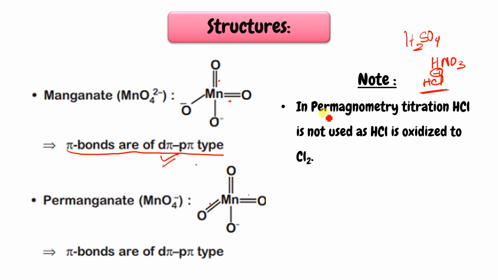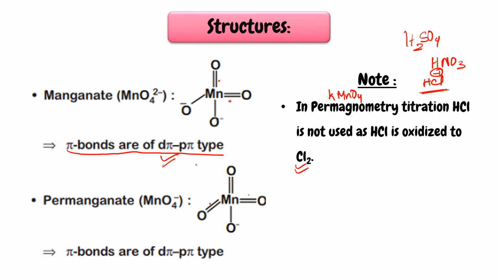So what will happen? This KMnO4, potassium permanganate, will act as an oxidizing agent and will oxidize the HCl into Cl2. So it had to oxidize something else, but it will oxidize the HCl instead. That means the other element, Fe or the oxalate which will be there, will not be oxidized because it will oxidize HCl. Are you getting it? So that's why in the permanganometric titration, HCl is not used.